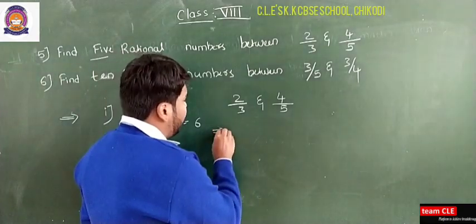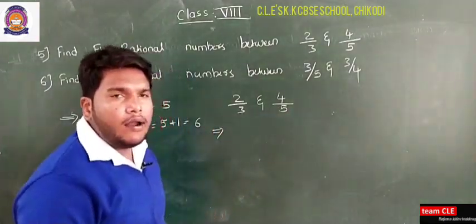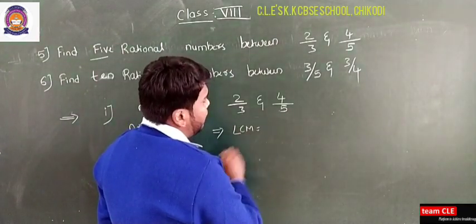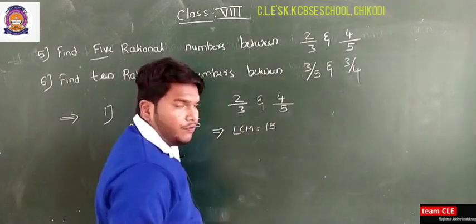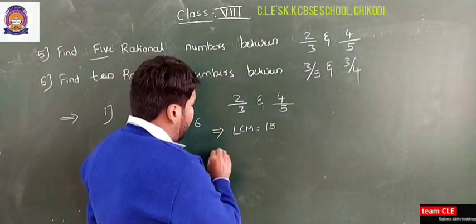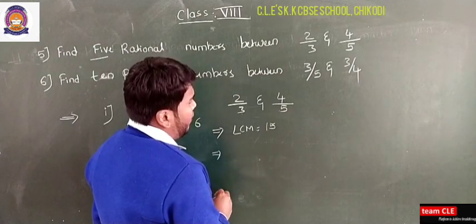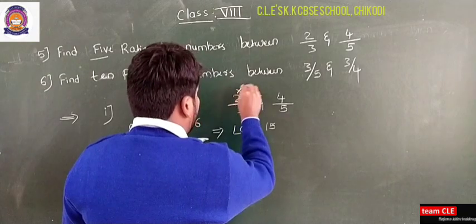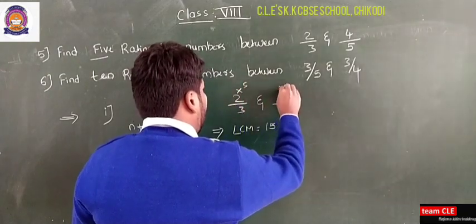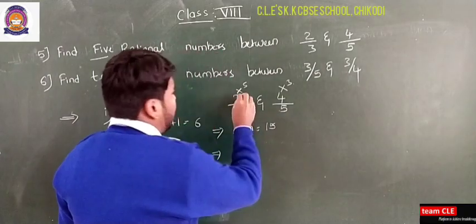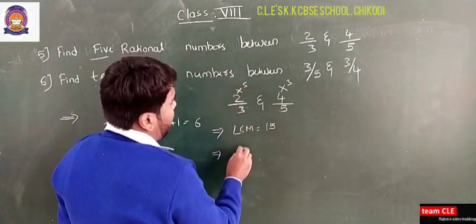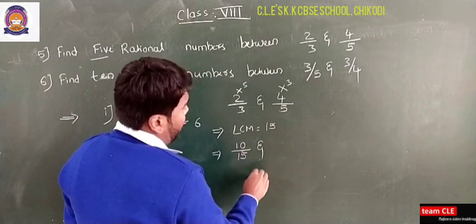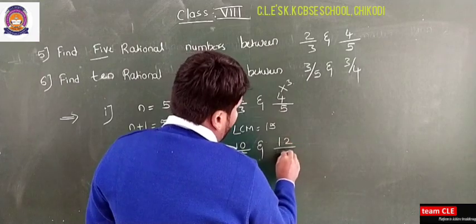First I find the LCM of 3 and 5, so both are odd numbers. So the LCM of 3 and 5 is 3 into 5, which is equal to 15. So 15 is the LCM of 3 and 5. Now multiply: 3 5s are 15 and 5 3s are 15. So I write 5 2s are 10, 10 by 15, and 4 3s are 12 by 15.